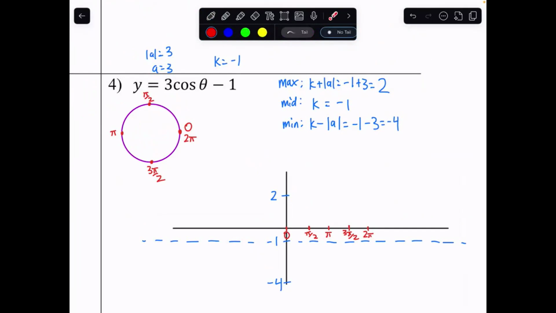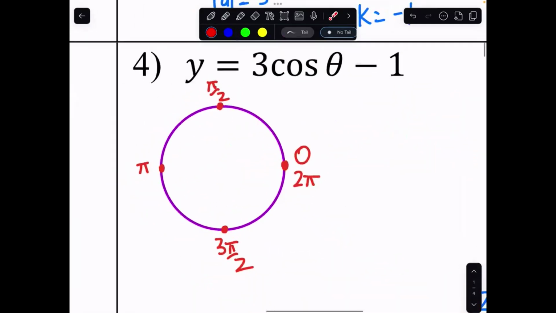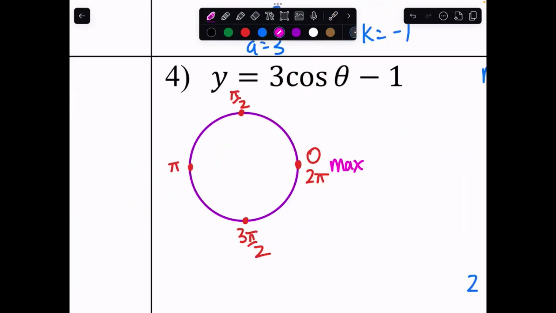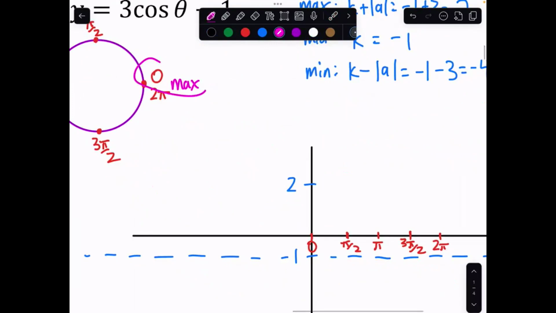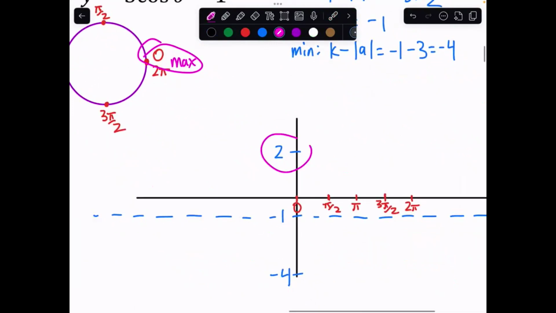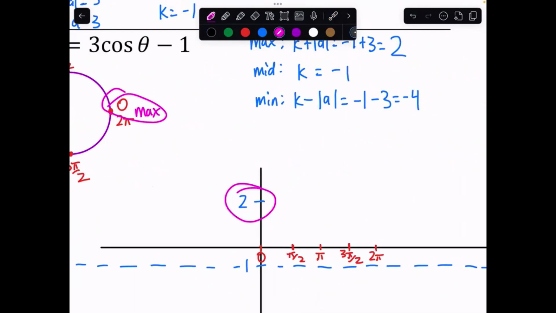All right, so now that we've done that, now we decide for each of these angles, is the point at the maximum, is it on the midline, or is it at the minimum? Okay, so again, for a cosine function, we're looking at the x of each point, not the y. Okay, so angle 0, this point on the circle is the furthest right possible, so this will be up at the max. Okay, so on the graph, angle 0 is at the maximum, which we've already identified as positive 2. Okay, so 0, comma 2.